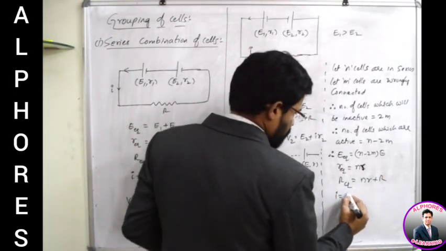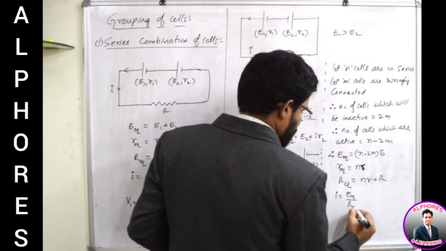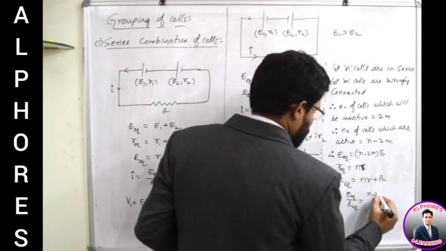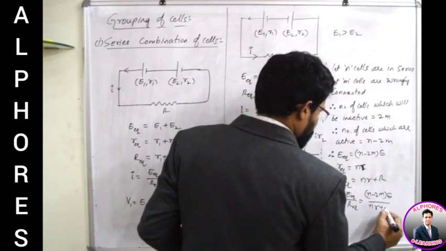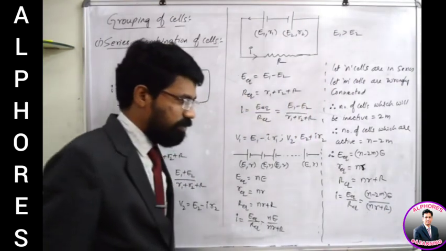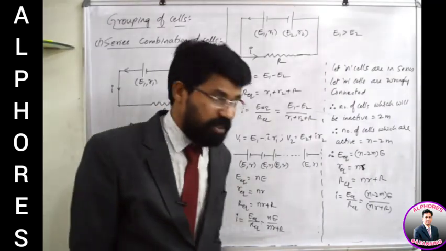Therefore, the current through the circuit is E equivalent by R equivalent. E equivalent is (n minus 2m) into E, and R equivalent is nr plus R. So that's how you can write the expression for current.